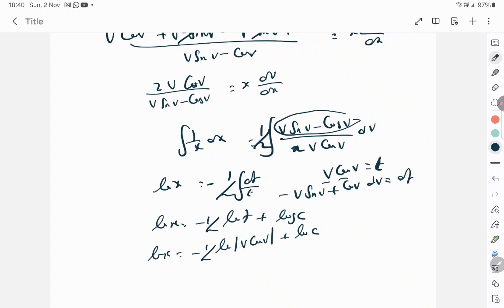For v you can write y by x. And this can be taken to the other side and then both the logs can be consolidated. Log and log get cancelled. So like this you should continue and that's it for now. I have my class, so I'm just finishing it.